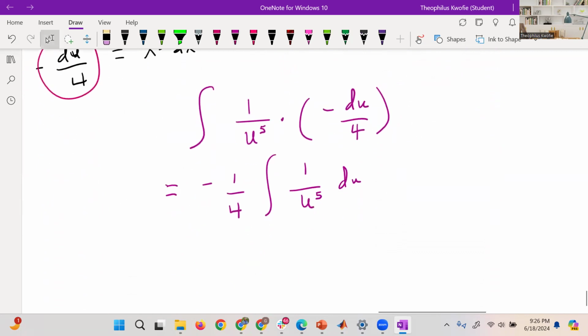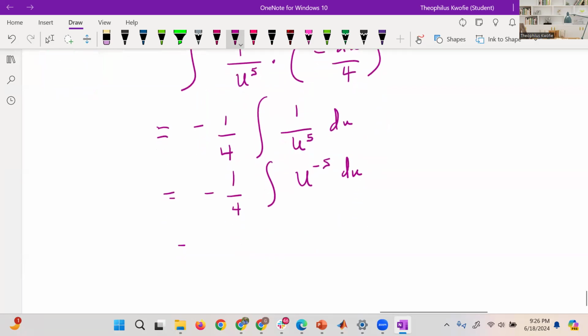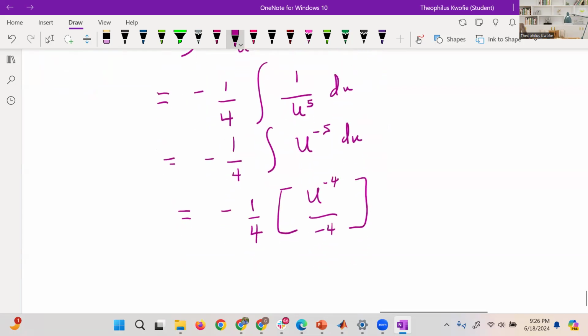Now let's simplify this. This can be written as u to the power -5 du. So we add 1 to the -5, and that gives us -4, divided by the -4. With that, we're going to have 1 over 16, then the u, then we can reverse that. By rewriting backwards, we're going to have u to the power 4.